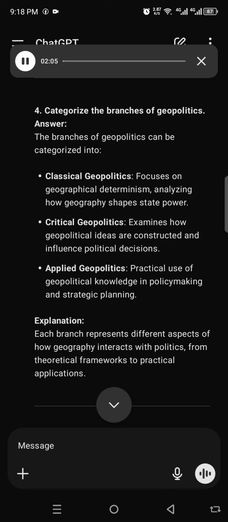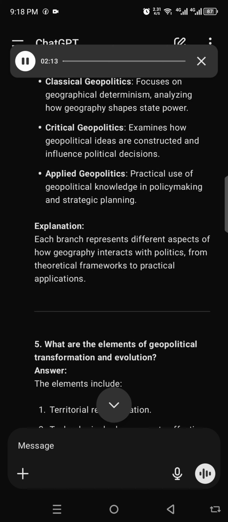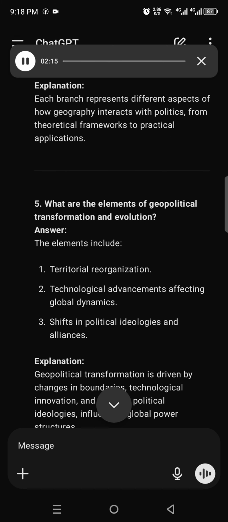Applied geopolitics, practical use of geopolitical knowledge in policymaking and strategic planning. Explanation. Each branch represents different aspects of how geography interacts with politics, from theoretical frameworks to practical applications.